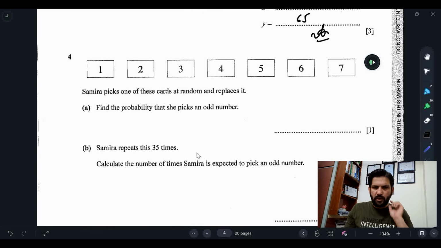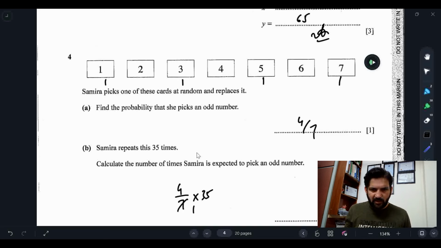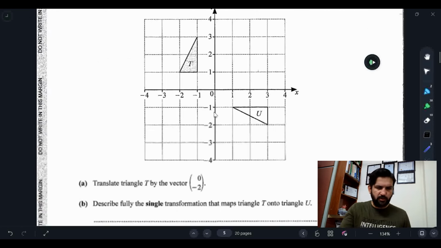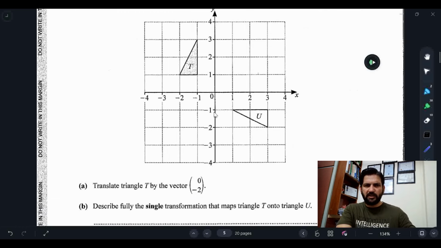Question number 4: find the probability that she picks an odd number. We just count the odd numbers: 1, 2, 3 and 4. So this will be 4 by 7. Samira repeats this 35 times. Calculate the number of times Samira is expected to pick an odd number. So simply multiply 4 by 7 with 35. So we will get 7 fives are 35, so 4 into 5 is 20. Let's move to question number 5.